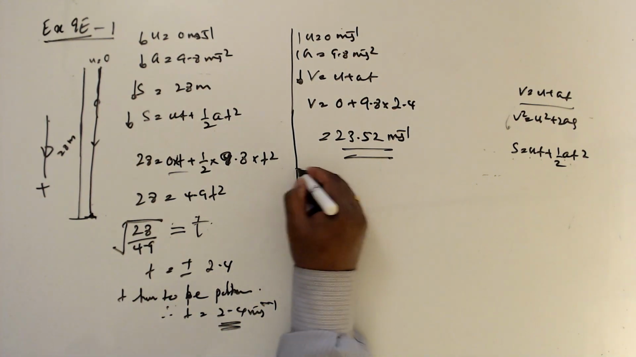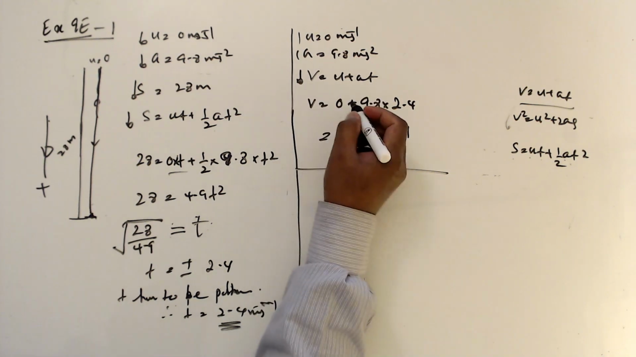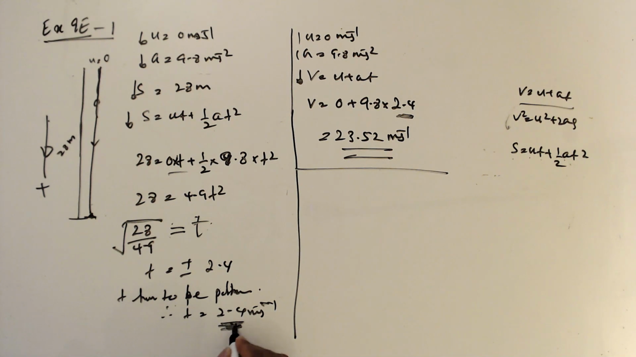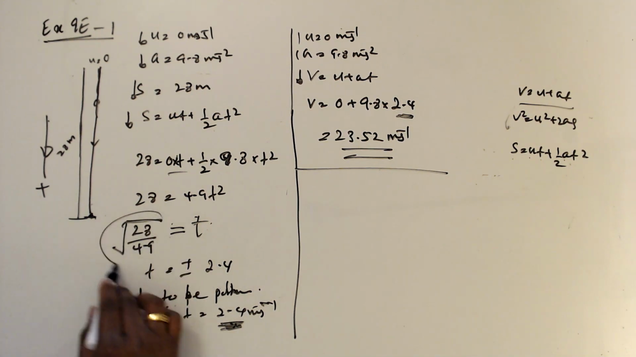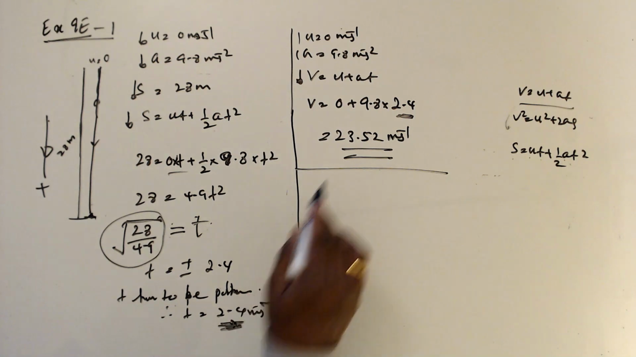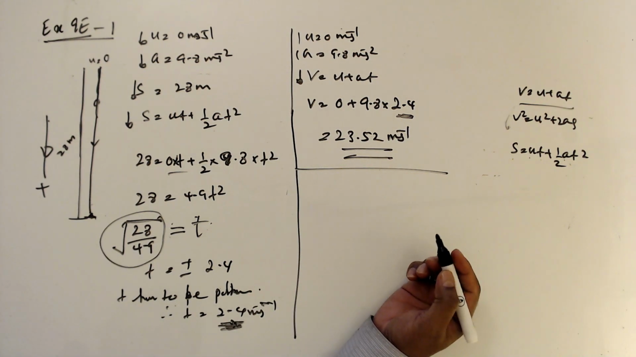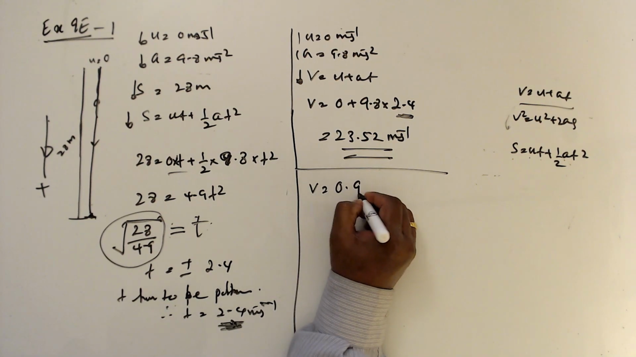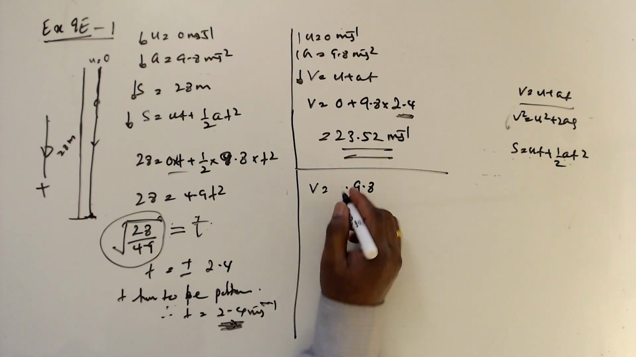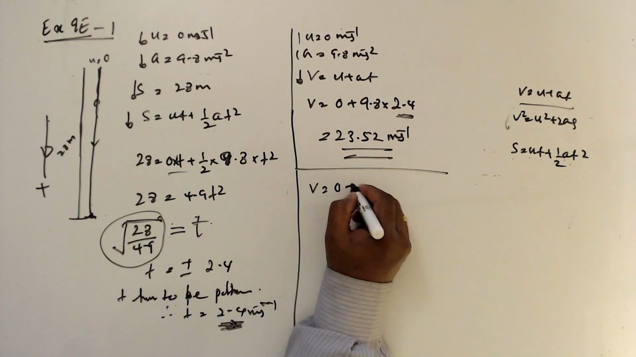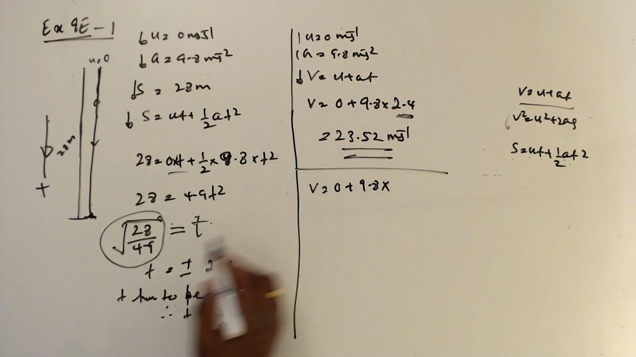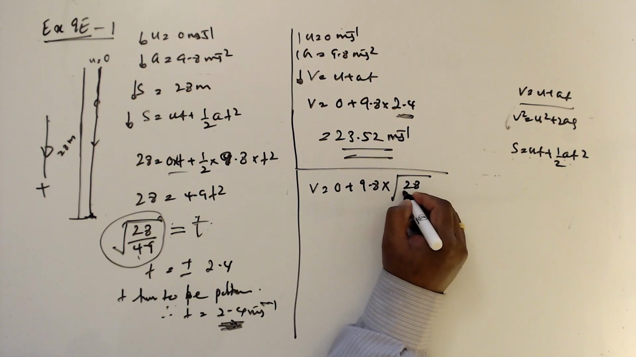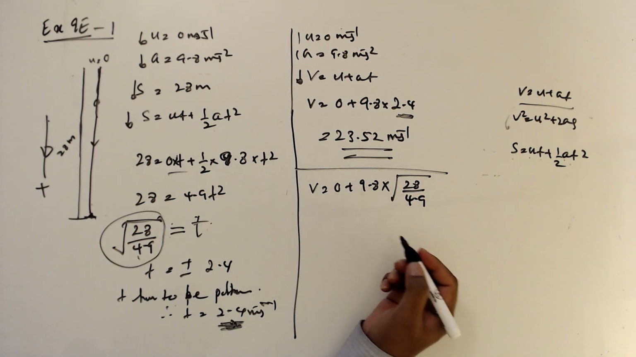To get a more accurate answer, I'd suggest that instead of this 2.4 value, which is a rounded value, because this is the exact value and this is the rounded value, if you put 2.4, there may be a few decimals of error. So we had better write 0 plus 9.8 times, instead of t, this one, square root of 28 over 4.9.